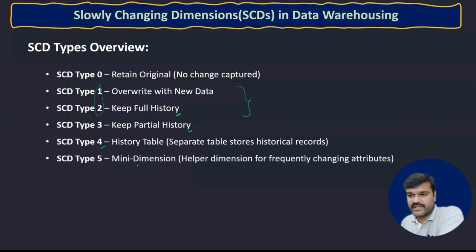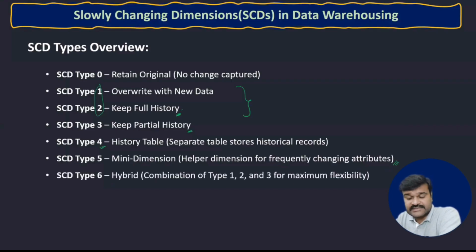Then type 5, the mini dimension, a helper dimension for frequently changing attributes. This is also a very simple thing. Instead of applying history to every column, only for the specific columns you want, you go for history capturing. For the remaining things, you don't bother, simply update. That means overwrite the existing values. That's what mini dimension type 5 is talking about.